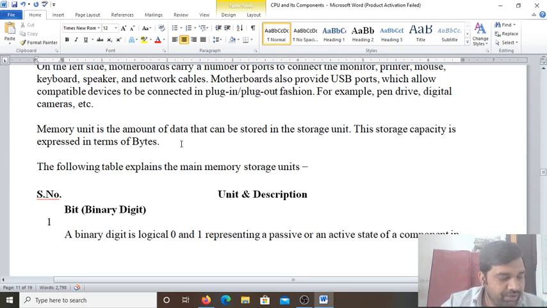So we can say the memory unit is the principal storage of a computer. It is the measure of the information that can be put away in a storage unit. The storage capacity is expressed in terms of bytes, kilobytes, megabytes, gigabytes, and terabytes. Computer storage and memory is often measured in megabytes and gigabytes, so MB or GB.